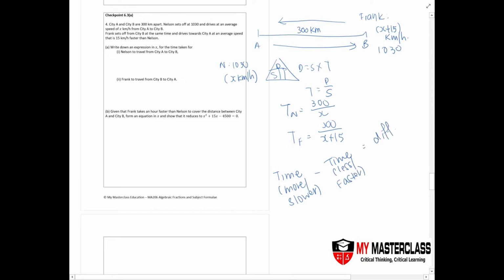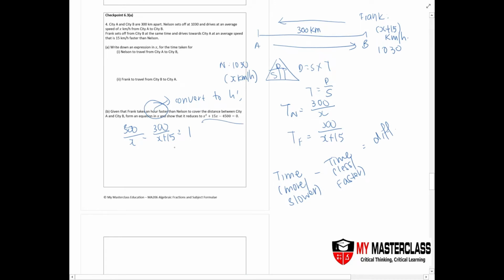So in this case, how will your equation look like? Your equation should look like 300 over x minus 300 over x plus 15 to give you 1 hour, right? So 1 hour. Now notice, if they give you minutes, you have to convert these to hours. Always remember why? Because your average speed is all given in terms of kilometers per hour. Okay, so then they ask you to form an equation and show that it reduces to this particular equation.